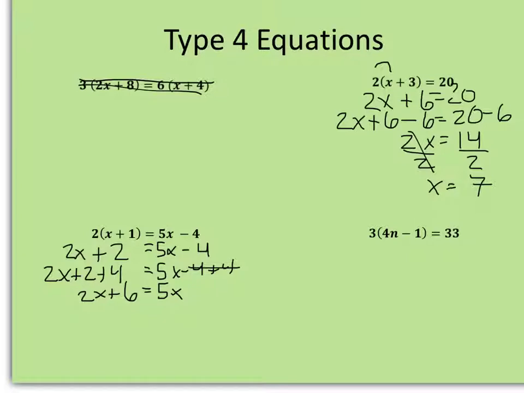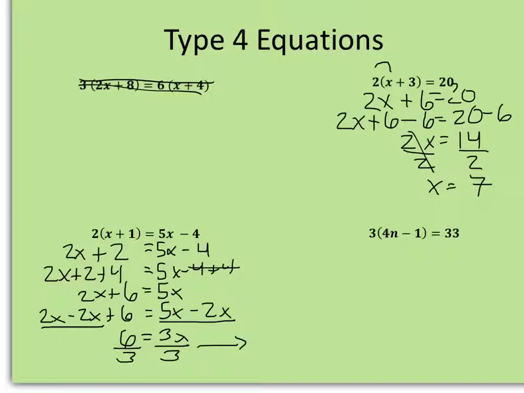Now I want all the x's on one side. So I need to get rid of these x's on this side. So I am going to take away 2x from both sides. So 2x, take away 2x here, and then take away 2x here. It leaves 6 on this side and 3x on that side. 5x's take away 2x's is 3x. Divide by 3, divide by 3. Leaves me x on one side and then 2 on the other.